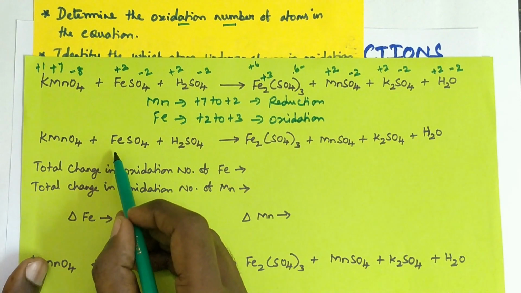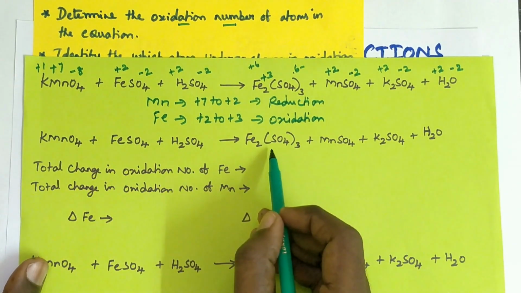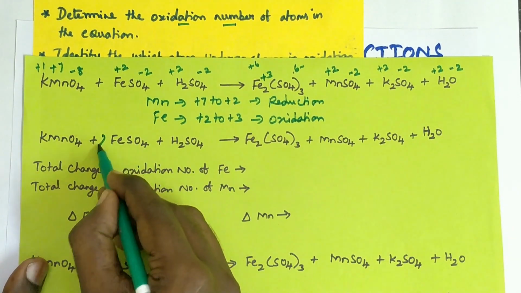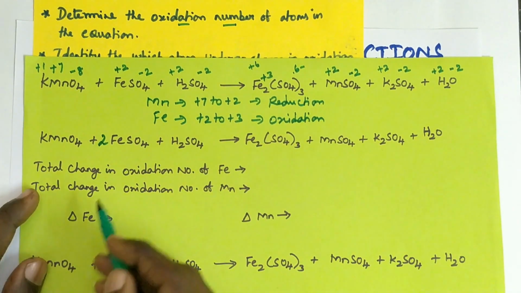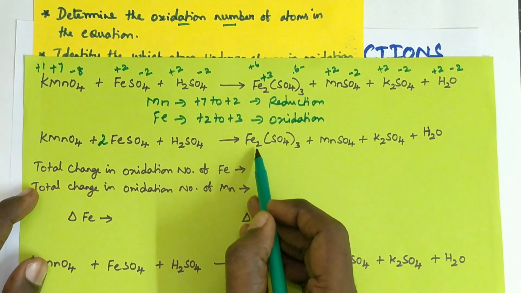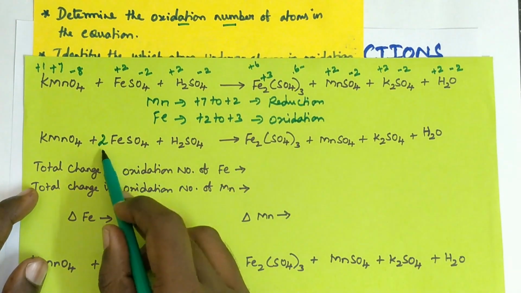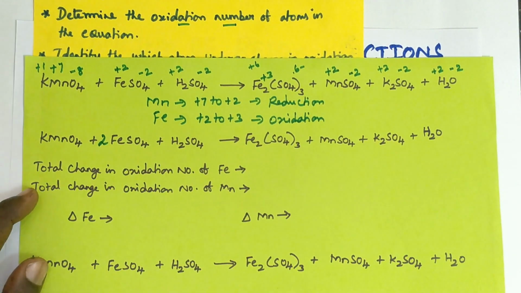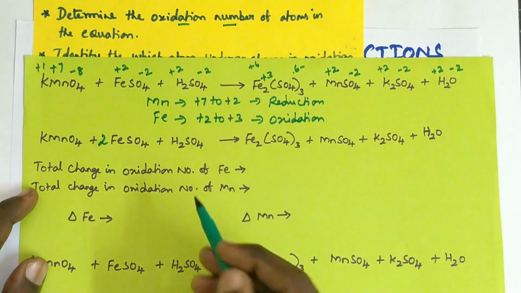In case of Fe, left hand side 1, right hand side it is 2, so put 2 Fe. Okay, so right hand side 2 iron Fe, so left hand side put 2, meaning 2 Fe. It is balanced.